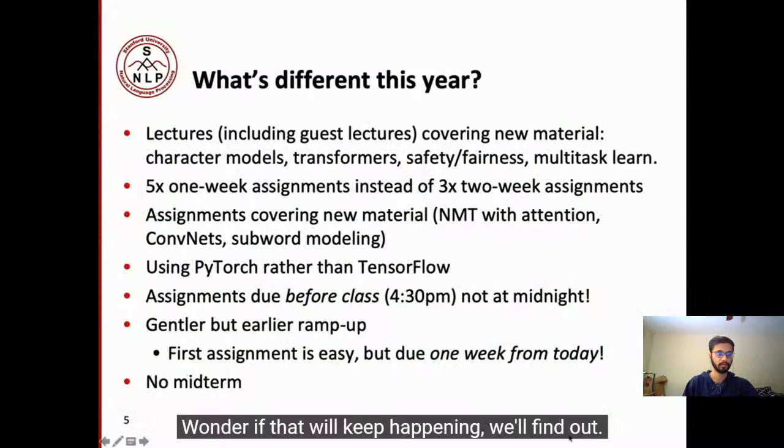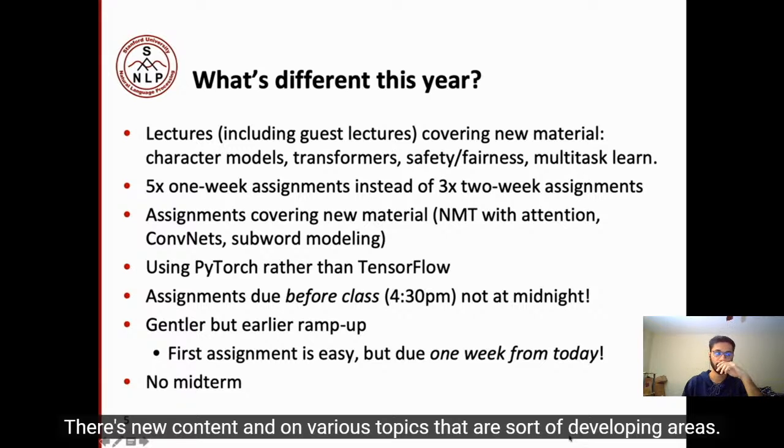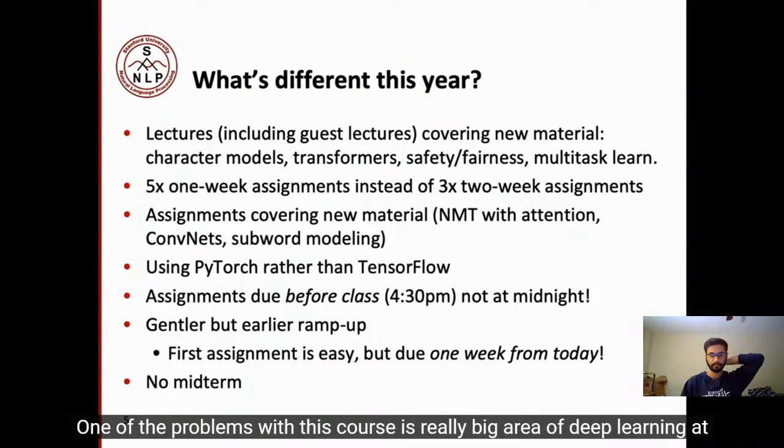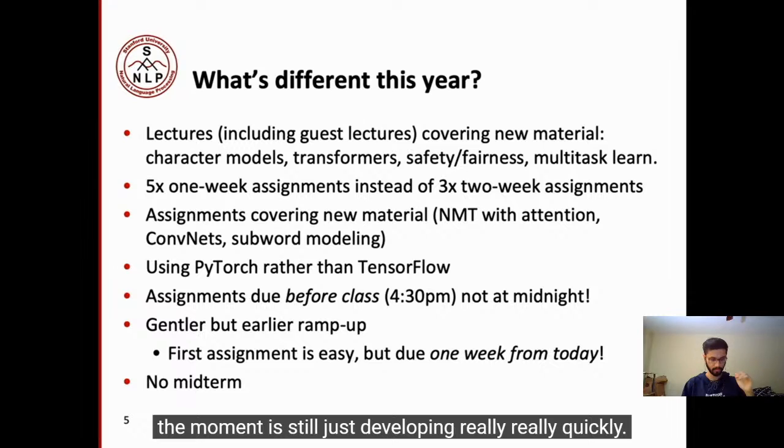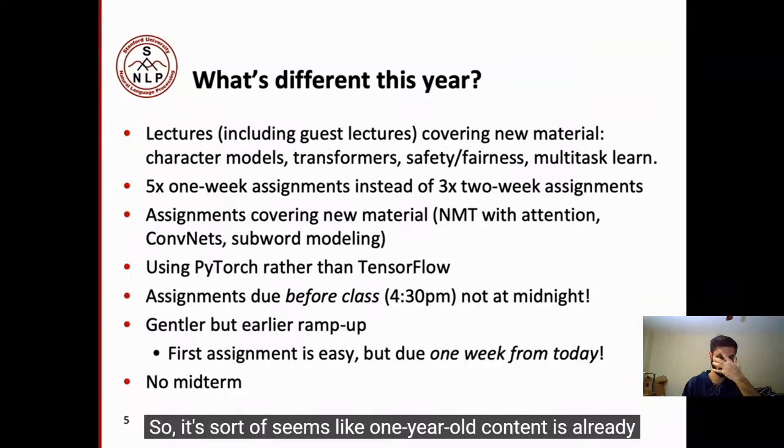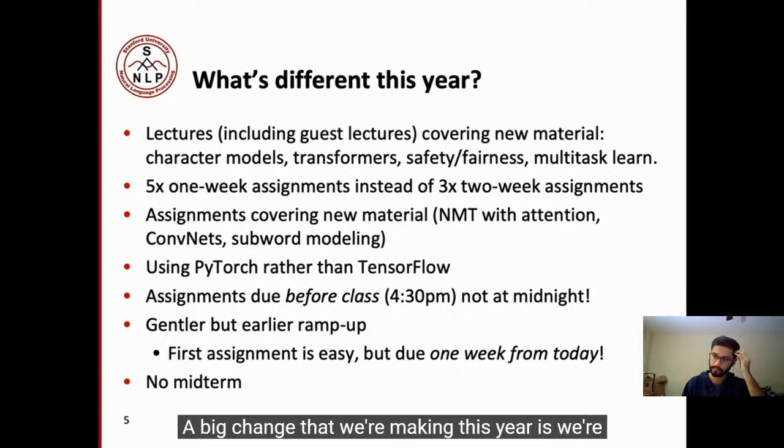We'll find out. There's new content on various topics that are sort of developing areas. One of the problems with this course is really the area of deep learning at the moment is still just developing really, really quickly. So it sort of seems like 1-year-old content is already getting kind of dated and we're trying to update things.